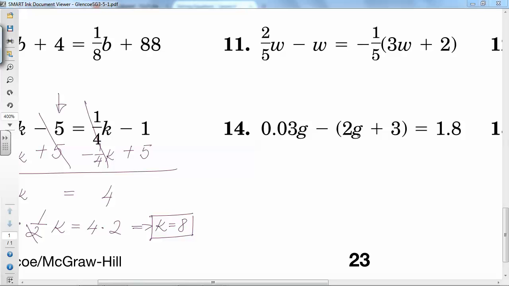0.03g minus (2g plus 3) equals 1.8. First thing, you have to remove this parentheses, right? So your equation will be 0.03g minus, we'll change all the signs inside that parenthesis because you're basically adding the opposite of each one of them, right? So it'll be minus 2g minus 3 equals 1.8.